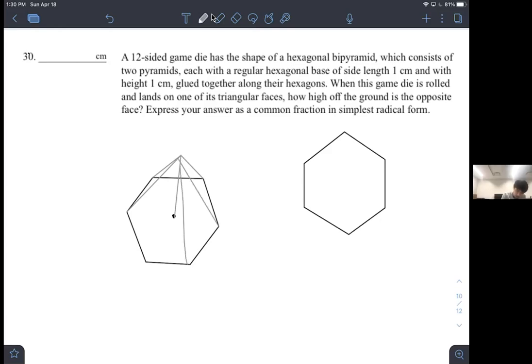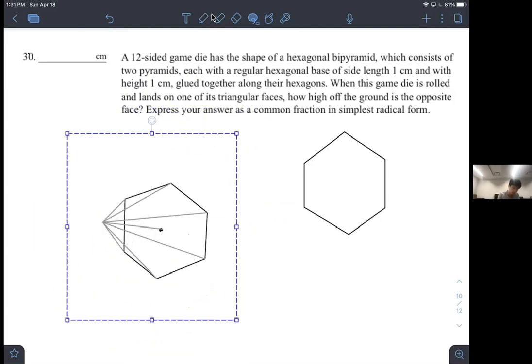And so we have this triangular prism right here. This is our triangular prism. Oh, they don't actually concur. Probably go from here actually. So we have this kind of triangular prism with height 1, and the hexagon also has side length 1. We're given that our game die consists of 2 of these pyramids.